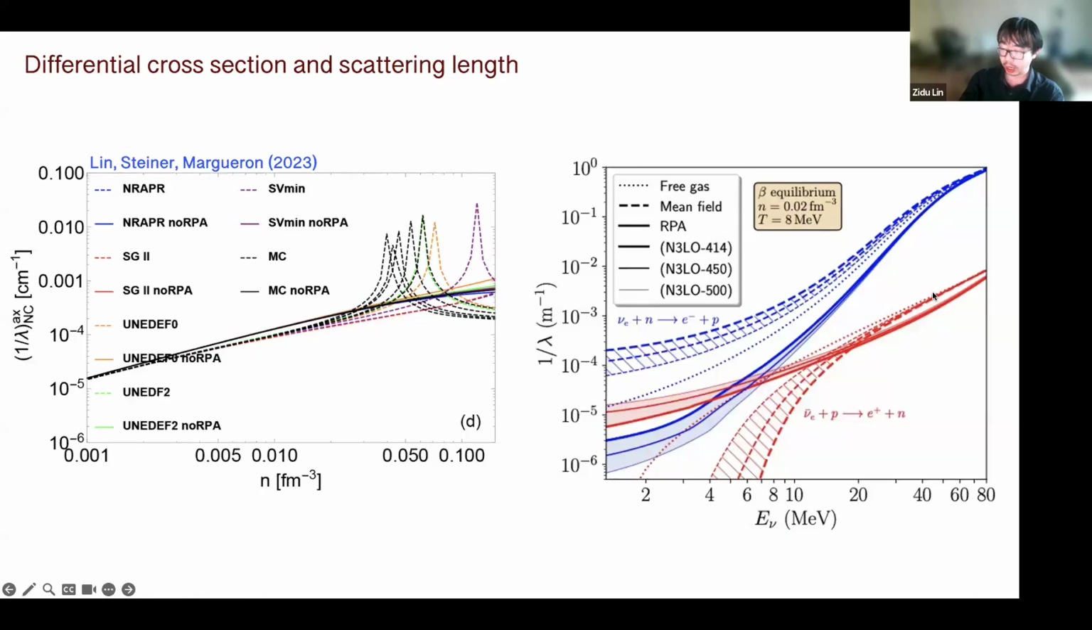So anyway, to conclude, if we have any observables that can guide our RPA calculation in the spin-dependent channel, then very likely those peaks below saturation density will disappear. So that's the conclusion. Yeah, thanks.